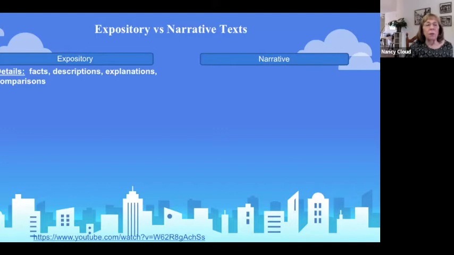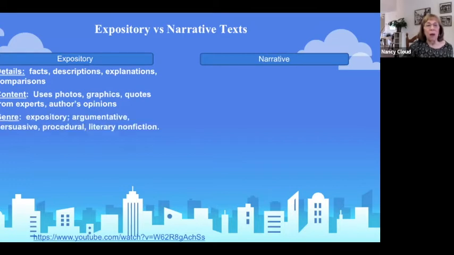So here's a summary slide for you, and I'll go first with expository. Expository presents details, facts, descriptions, explanations, comparisons. The content beyond the text are photographs, graphics, quotes, and authors' opinions. The genre is expository. It might be argumentative or persuasive. It could be procedural, how to use a microscope. And it could be literary nonfiction.